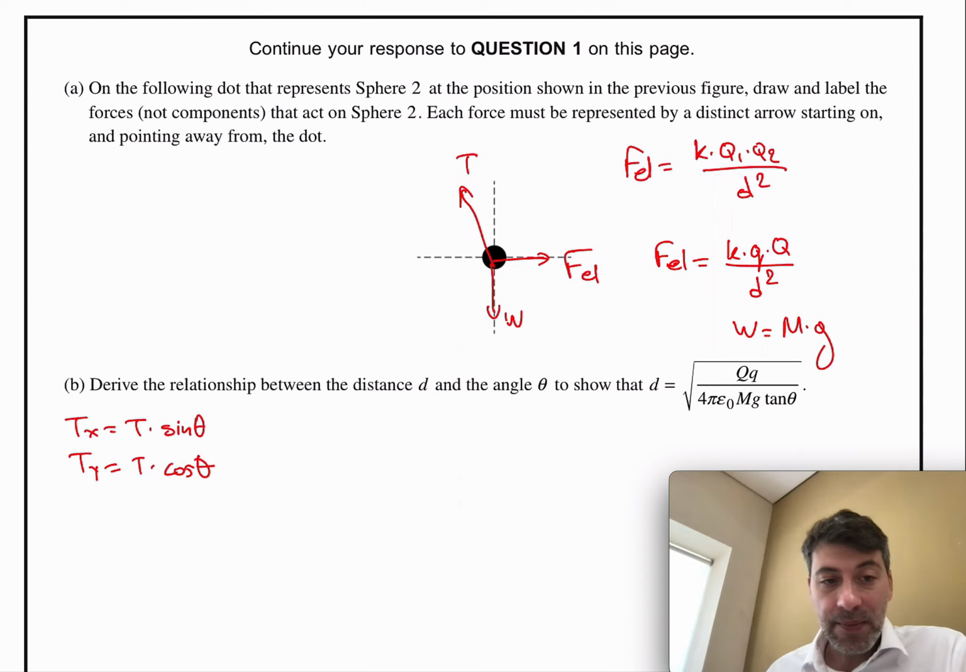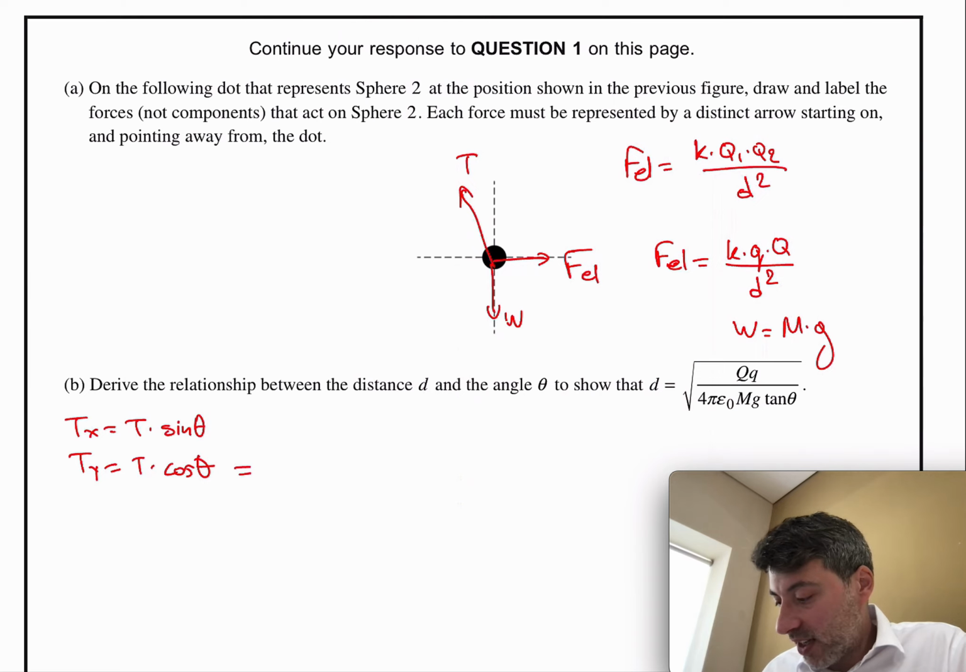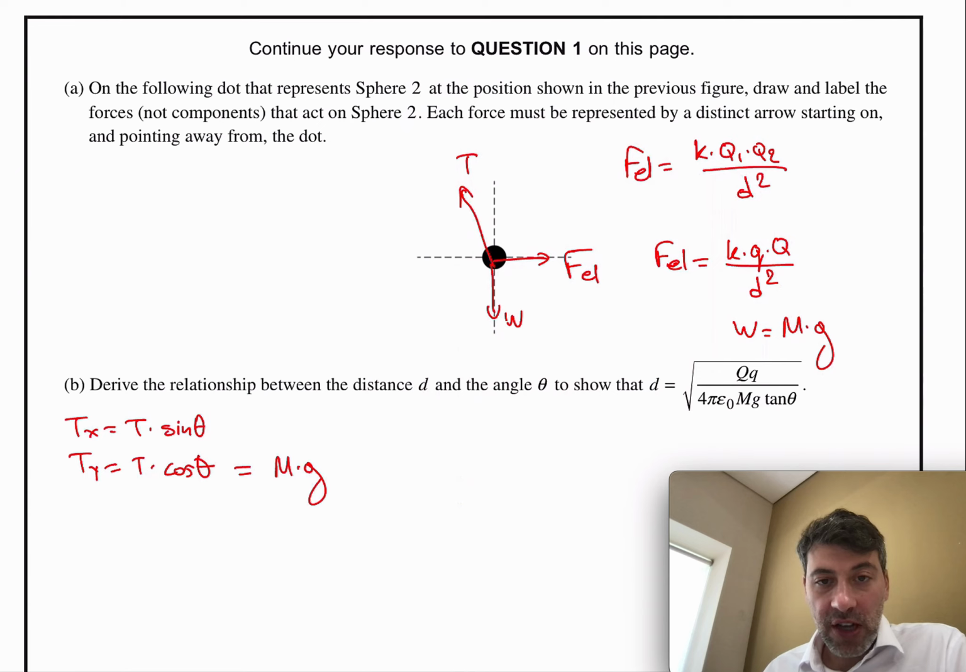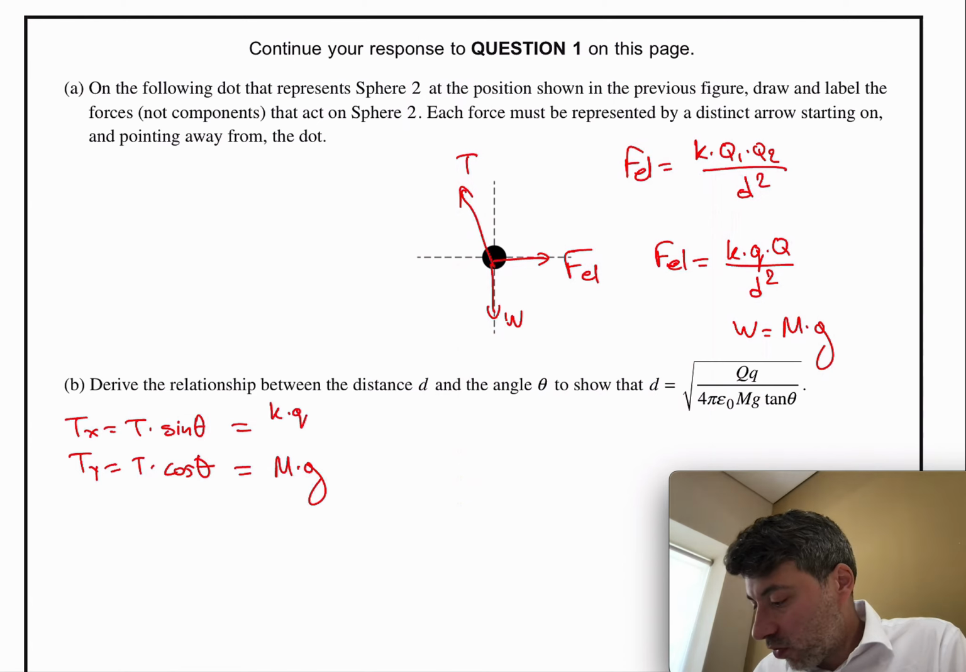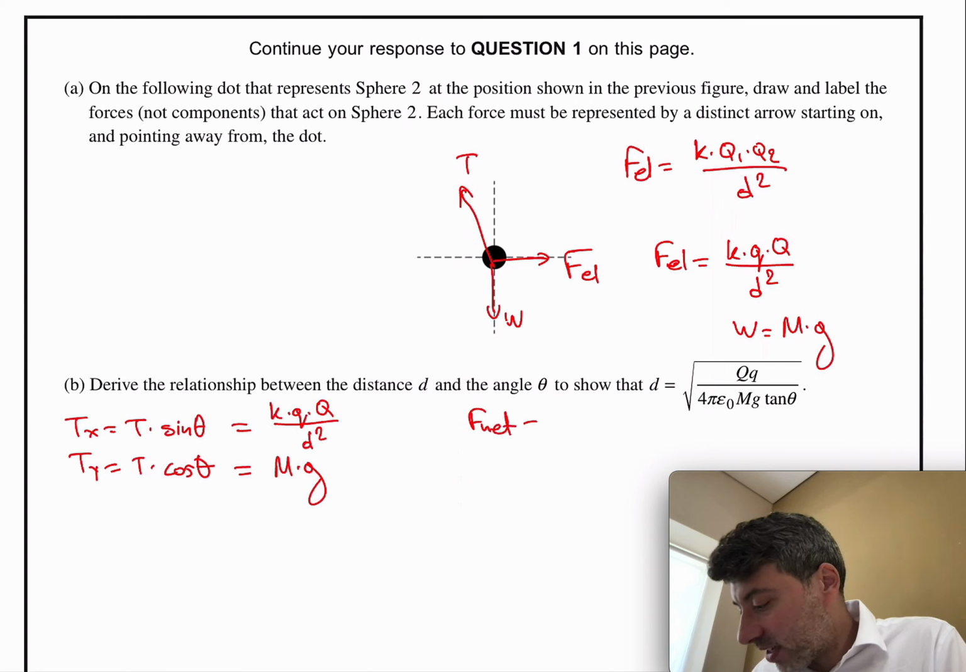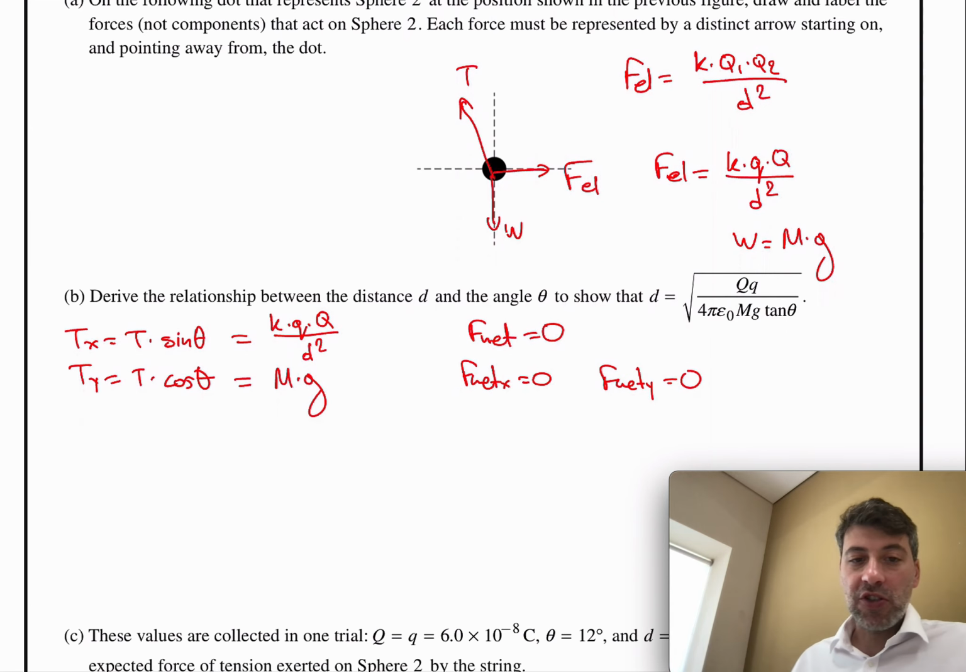Now, since we have equilibrium, the total force upwards, which is the tension y, has to be equal to the force of gravity, so m times g, and the total force to the left has to be equal to the total force to the right, that is the electric force, which is k q over d squared. We'll mention that F net is equal to 0, so the F net on the x-axis and the F net on the y-axis have to be also equal to 0.